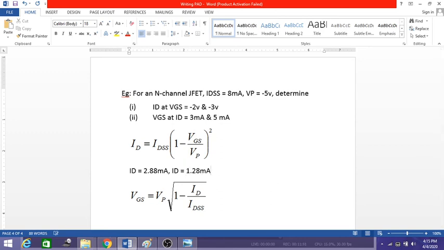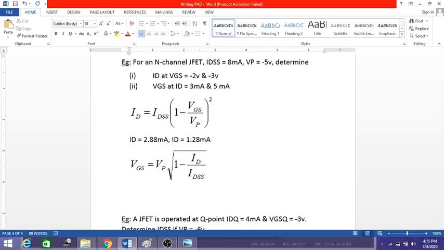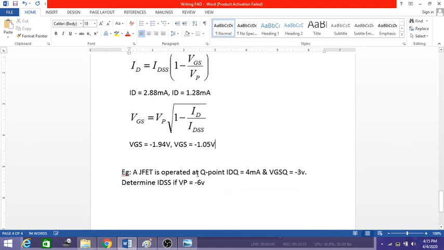1.28 milliamperes. And for the second part, to find the VGS, we use the second equation, that is VGS is equal to VP into root of 1 minus ID by IDSS. Here you substitute the different values for ID. Then we will get VGS for the first case, that is for ID is equal to 3 milliamperes, as minus 1.94 volts. And for the second case, we will get VGS as minus 1.05 volts. It's a simple calculation, you can substitute the values and find it.